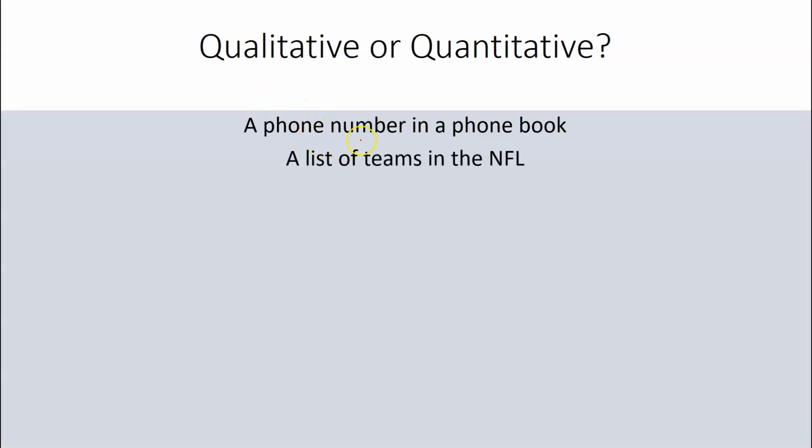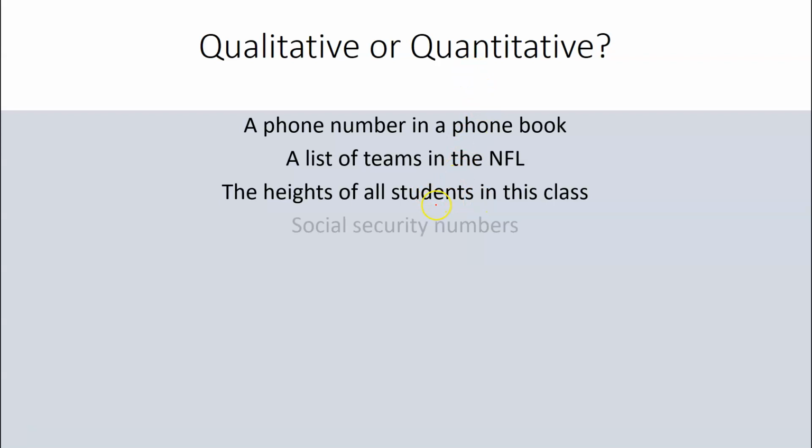So a little practice here. A phone number in a phone book. Is it qualitative or quantitative? I would argue that even though there's a bunch of numbers, that's a qualitative number. A list of teams in the NFL, is that qualitative or quantitative? Well, it's labels. You've got the Vikings, you've got the Packers, things like that. So that's qualitative. It's describing a label. The height of all students in a particular class. Well, that's quantitative. I can measure that.